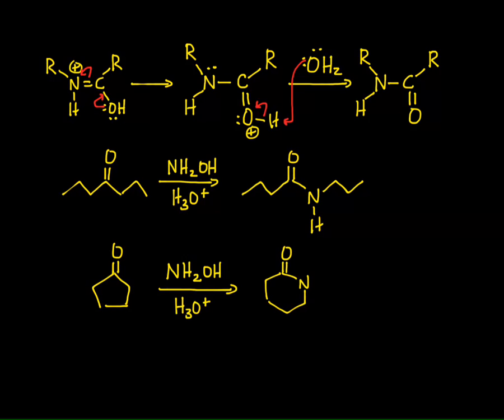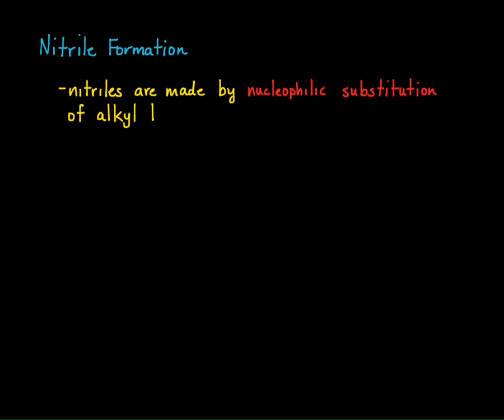Now, another reaction that we're going to take a look at, actually there are two reactions, is how do we make nitriles? And of course, we know one way of making nitriles by nucleophilic substitution reactions of alkyl halides, which is what we talked about in the very first semester. But a new reaction is a dehydration of amides, right?